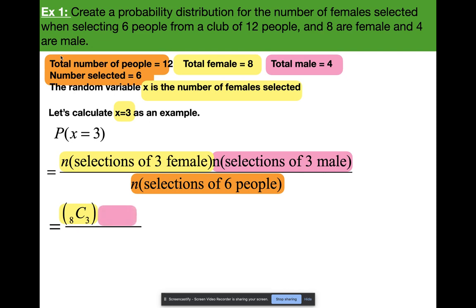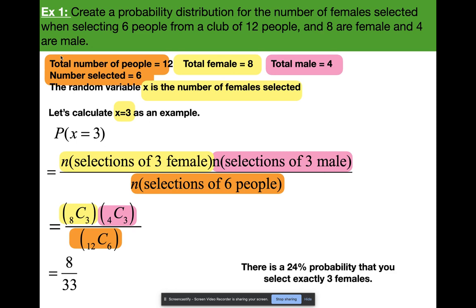For the males, in total there are 4 males, and we needed to select 3 of them, so 4 choose 3. On the bottom, we're selecting 6 total people from a total of 12, so 12 choose 6. Then we again just plug that into our calculator. We get 8 over 33. So there's a 24% probability that you select exactly 3 females.